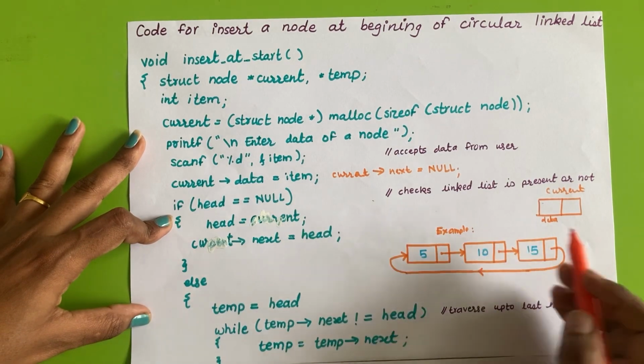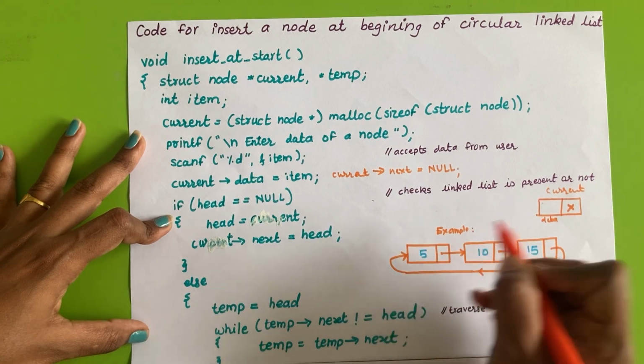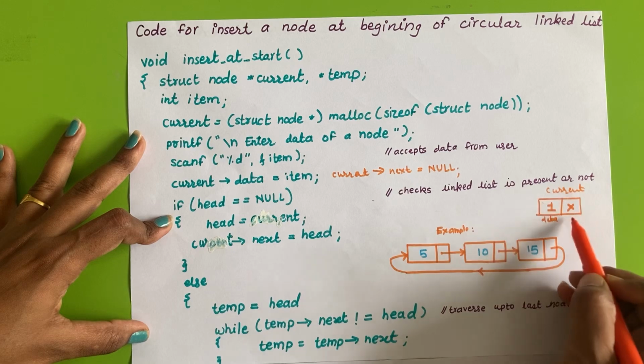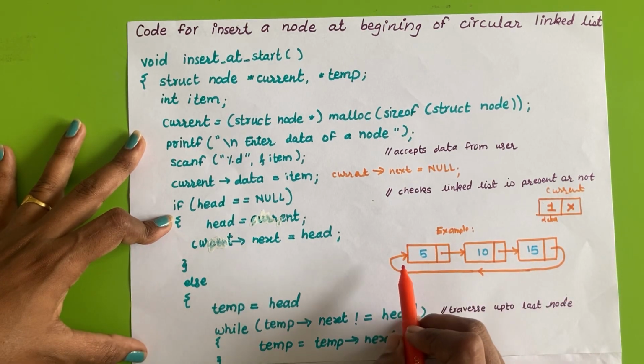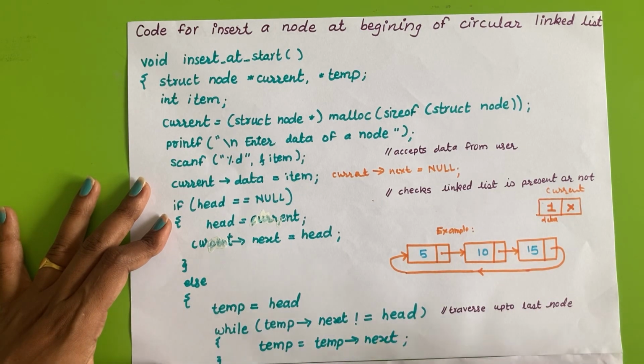Now we have created a single node. Suppose we are inserting node 1. So this is our current node and we have to insert this node in the linked list. First we have to check the condition whether the linked list is present or not.